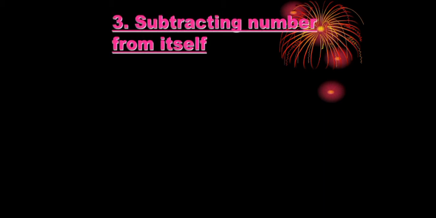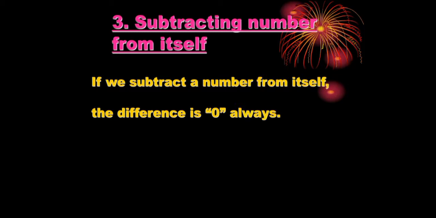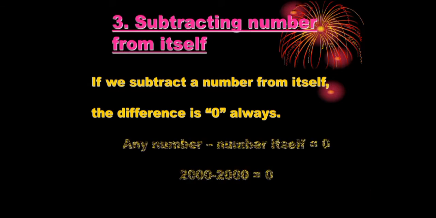Subtracting number from itself. If we subtract a number from itself, the difference is, can you guess children? Right, it's 0. That is, any number minus number itself equal to 0, or 2000 minus 2000 equal to 0.